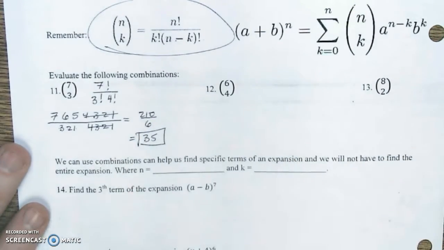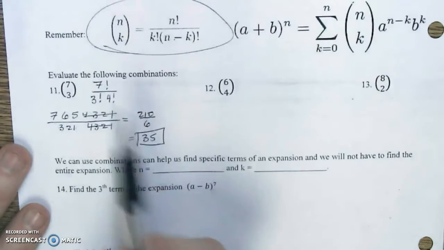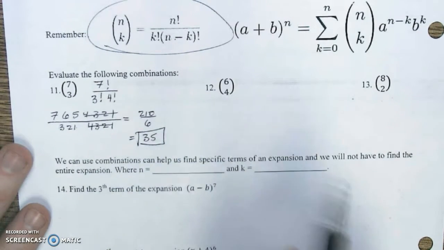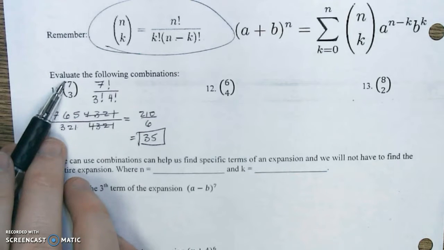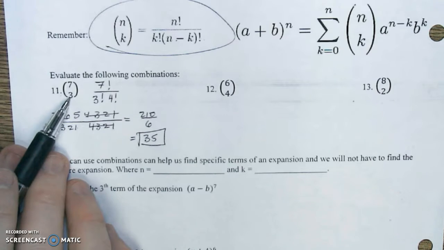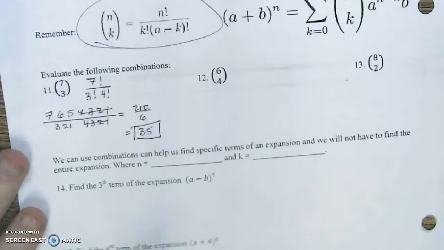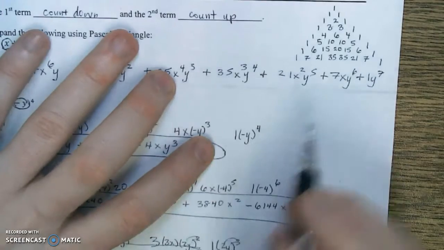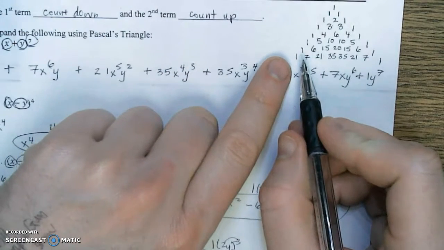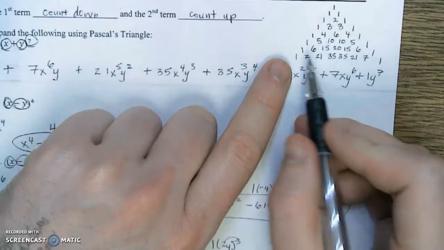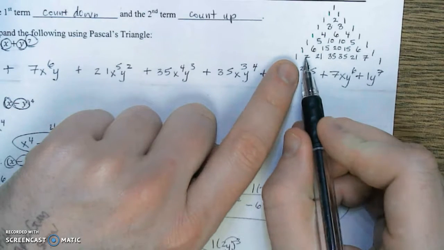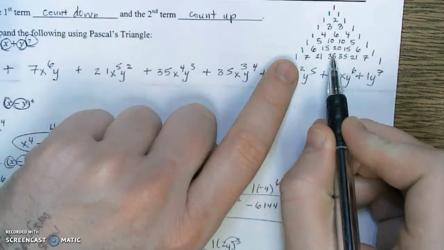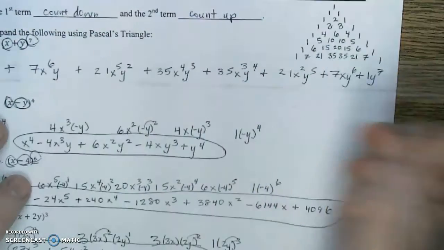Now, a way to check your work, or a way to do it without this theorem, is to look at Pascal's triangle. So if it says 7 combination 3, you're looking at row 7, and you're going to go over to the third number. So row 7, the 1 is counted as term 0, so we've got term 1, 2, 3, so we're talking about the 35, which is what we just got.